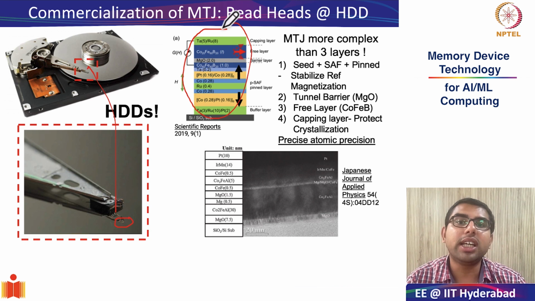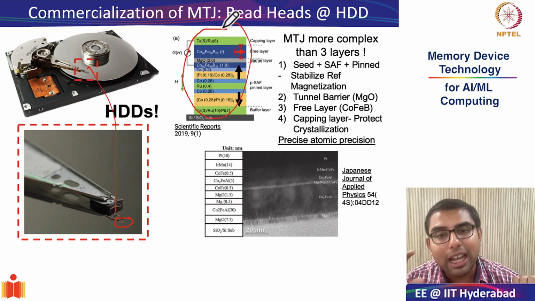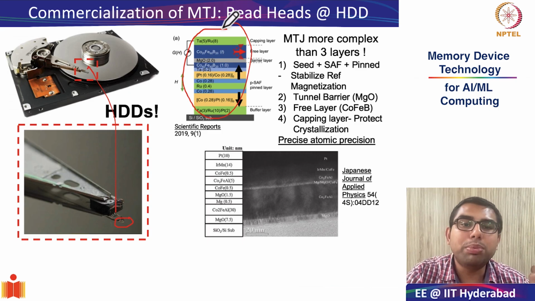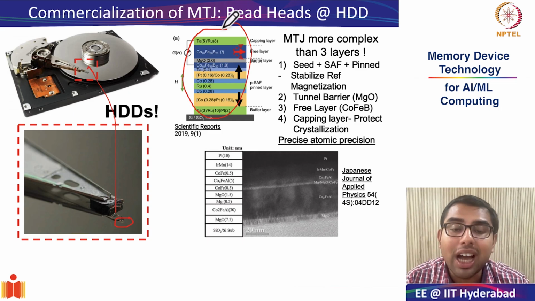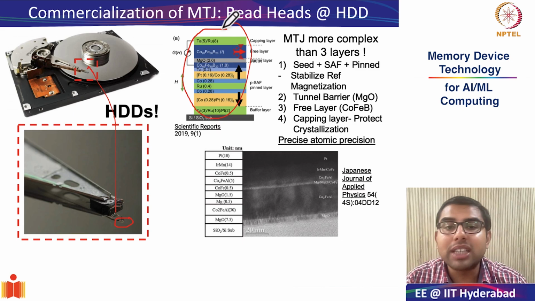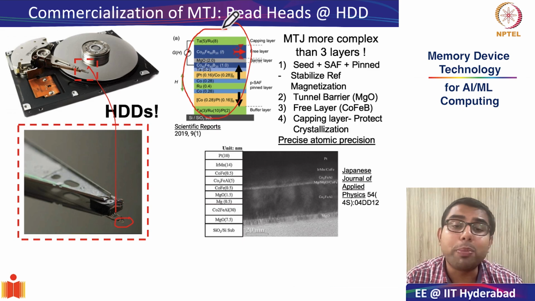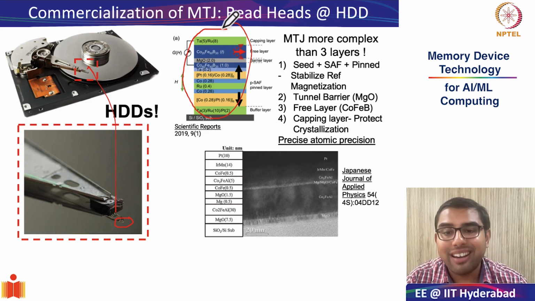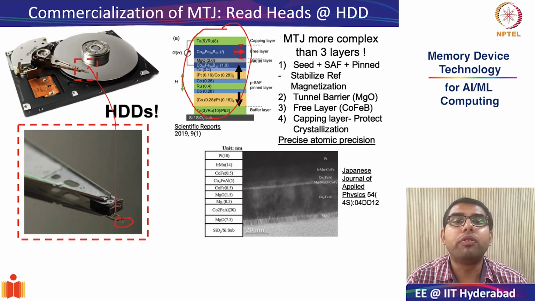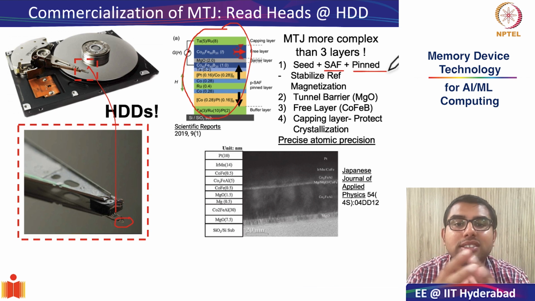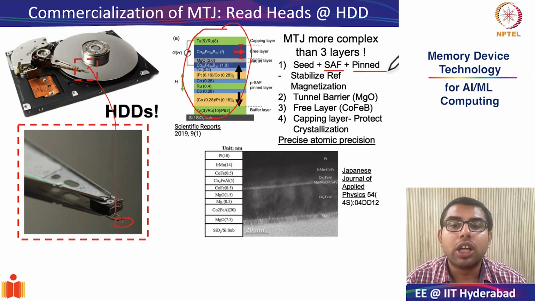Actual MTJs consist of many more layers, but they can be subdivided into 4 main categories depending on how they help the MTJ give very large TMR percentages. Optimized MTJs nowadays can give TMR percentage of 400 to 500% also. The first is the combination of the seed layer, the synthetic anti-ferromagnetic layer, and the pin layer. The job of all these three combined is to stabilize the magnetization of the reference layer.